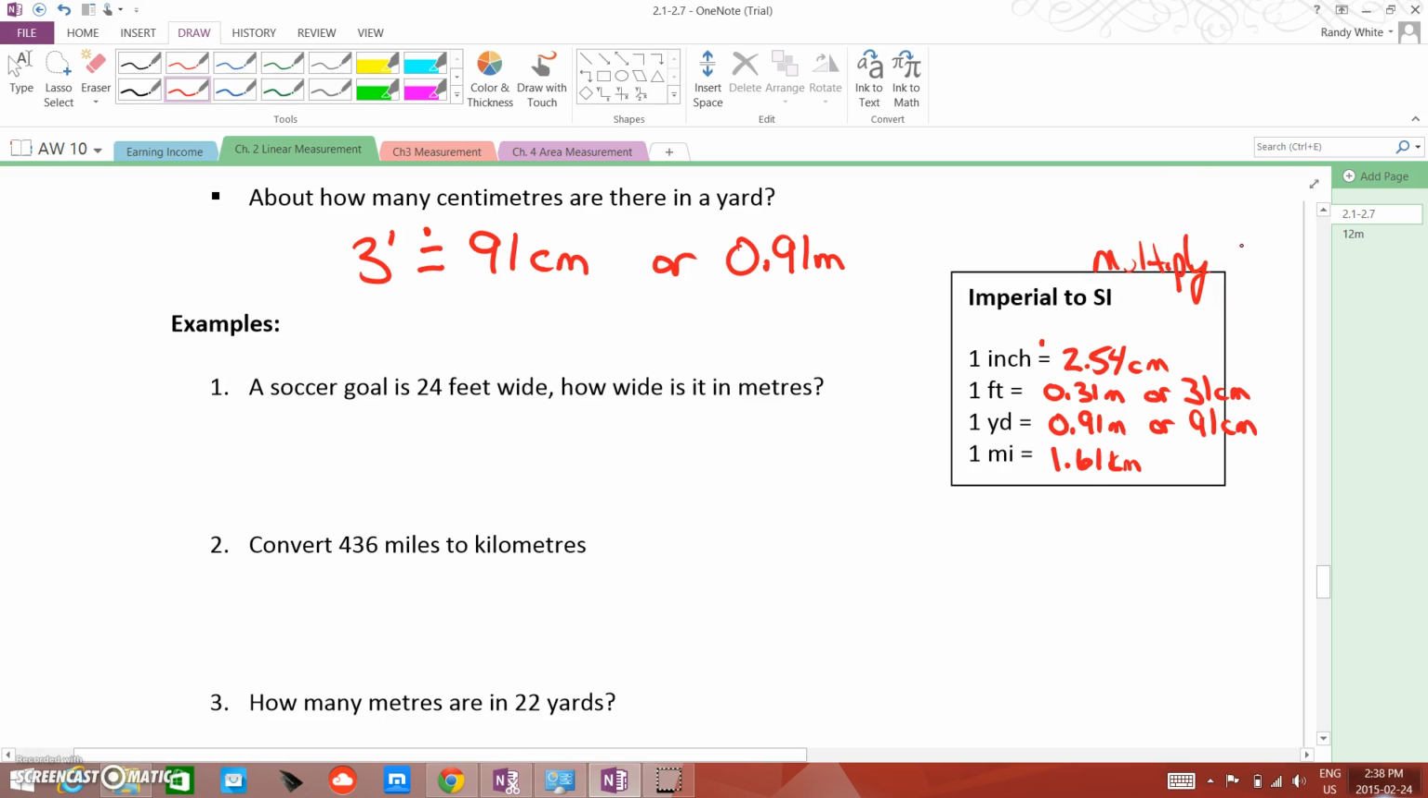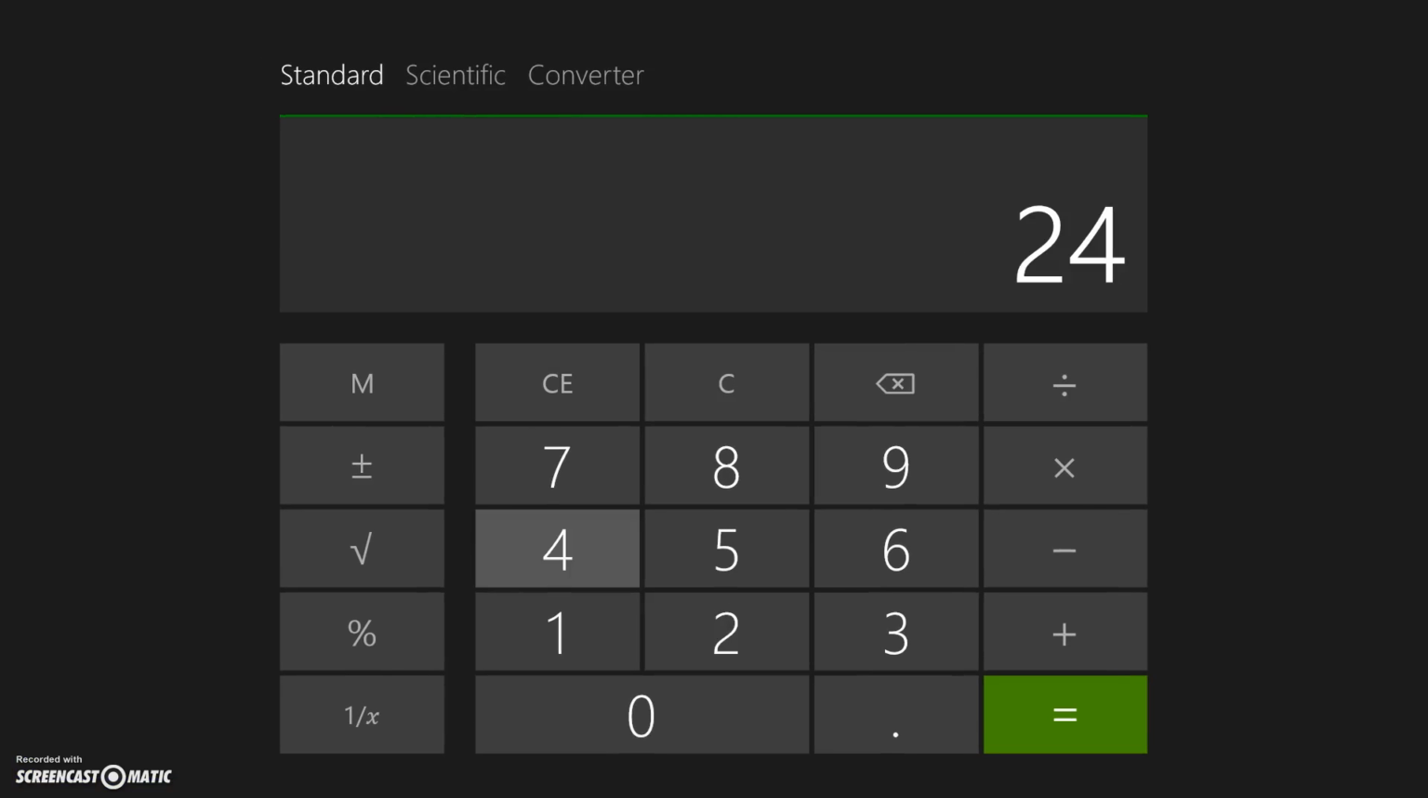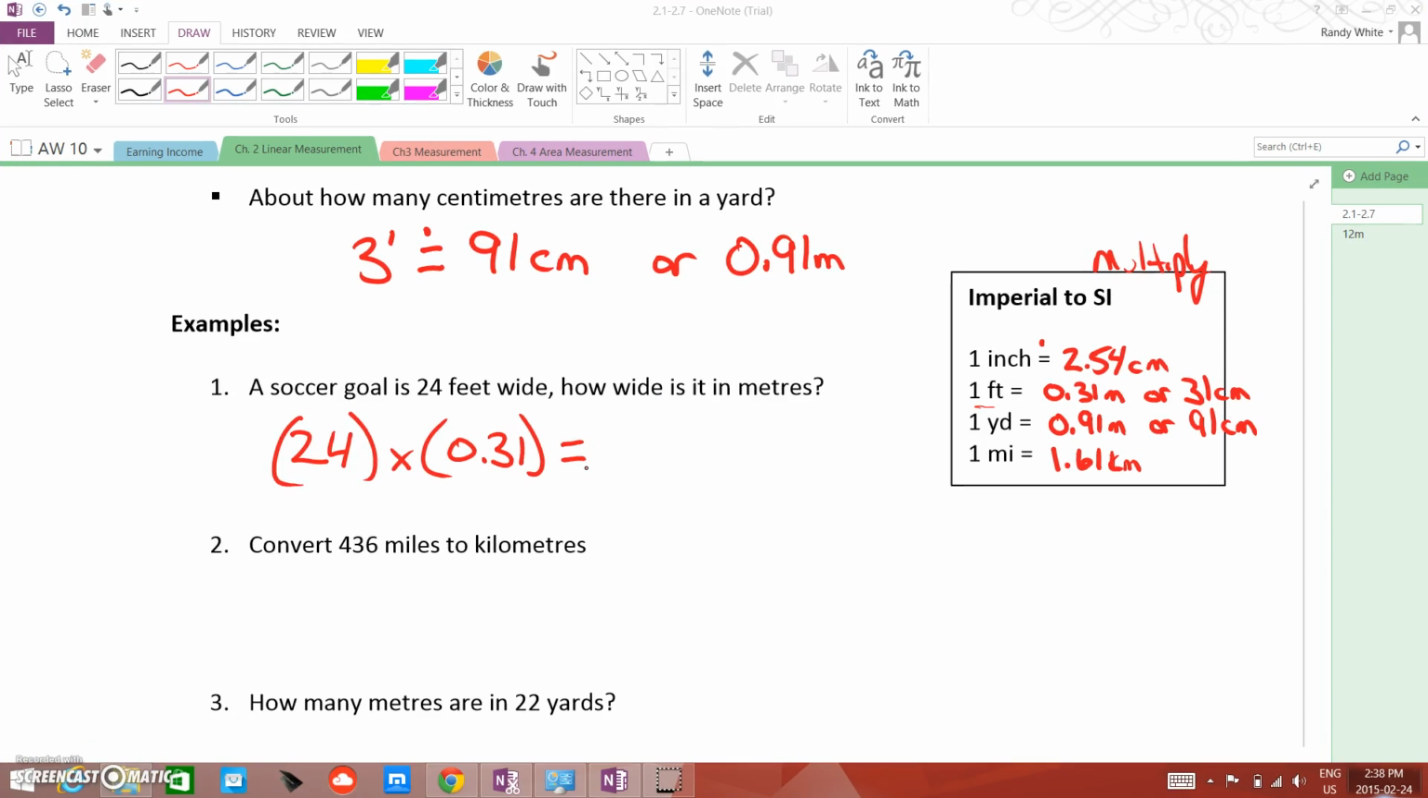So let's do an example here. A goal is 24 feet wide. How wide is it in meters? If I go from feet to meters, which is this one right here, I'm going to take 24 feet and multiply it by 0.31. So if we do the math, 24 times 0.31 is 7.44. So that is 7.44 meters.